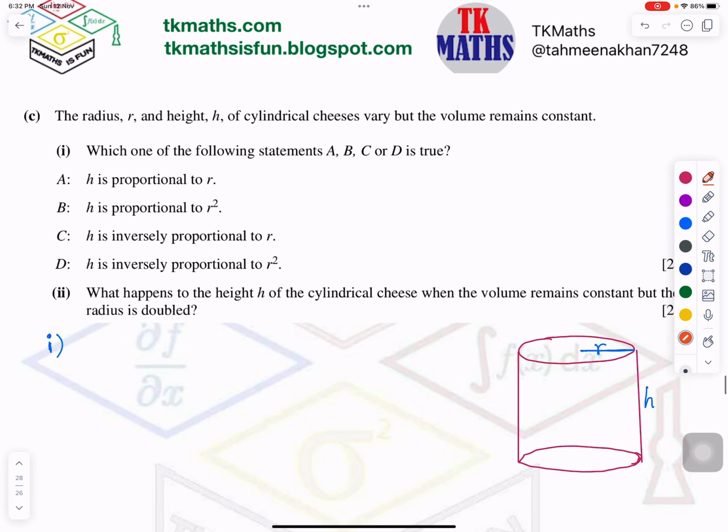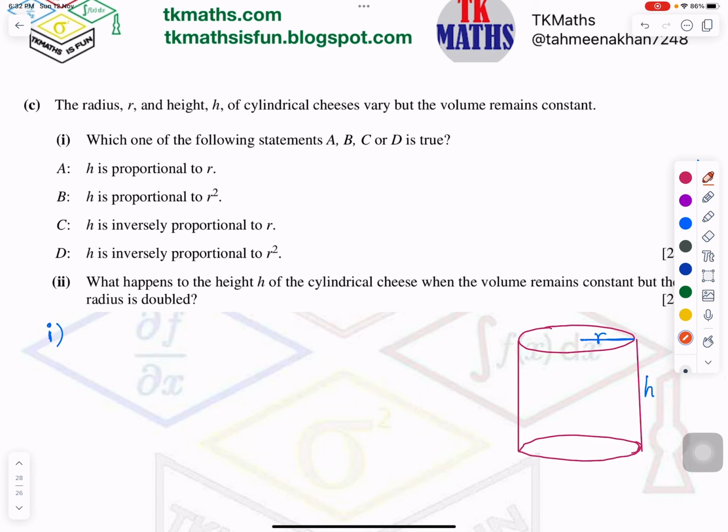Now the last part of the question. The radius r and height h of a cylindrical cheese, I have drawn the diagram here for you, vary. It means h and r are changing, but the volume remains constant. Which one of the following statements out of A, B, C, D is correct? Without even looking at it, common sense says that the relation between h and r will be inverse. If one is increasing, the other will decrease, only then will the volume remain constant.